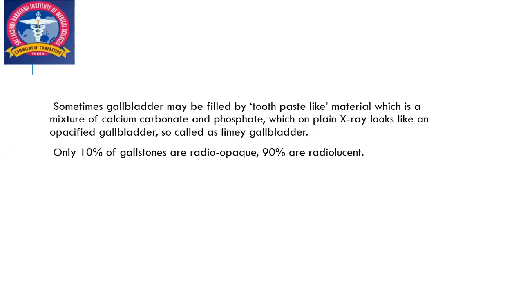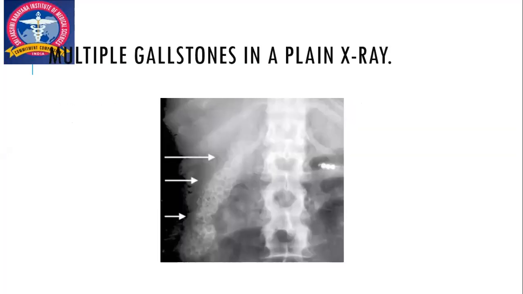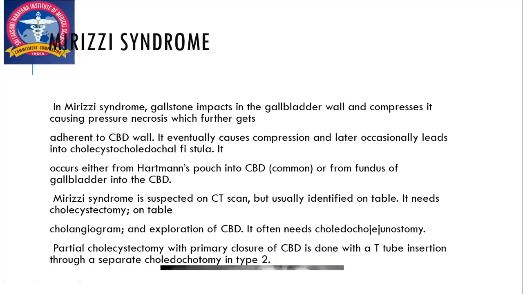Sometimes the gallbladder may be filled with a toothpaste-like material, which is a mixture of calcium carbonate and phosphate, which on plain X-ray shows like an opacified gallbladder, also called a porcelain gallbladder. Only 10% of gallstones are radiopaque, 90% are radiolucent only. See here, we can see the multiple gallstones on plain X-ray.